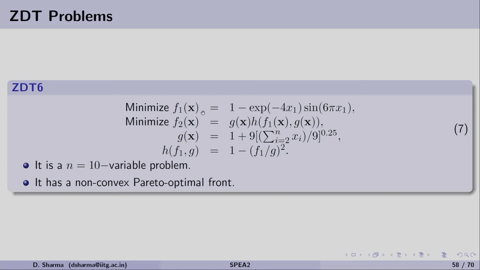Now in ZDT6, the form of F1 has been changed. Similarly, we can see there is a change in the G function as well as the H function. Since H is similar to ZDT2, the Pareto optimal front will be non-convex. We are going to solve this particular problem for 10 variables.